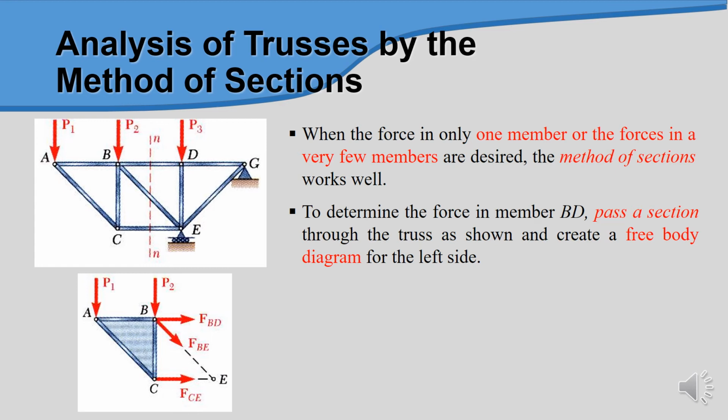Then we draw a free body diagram, in the figure below. Originally we have external forces P1, P2, and P3. Once we divide it, at the members cut, it will produce other external forces. We will say that we have FBD, FBE, and FCE.